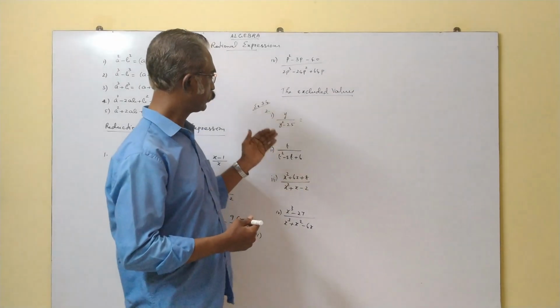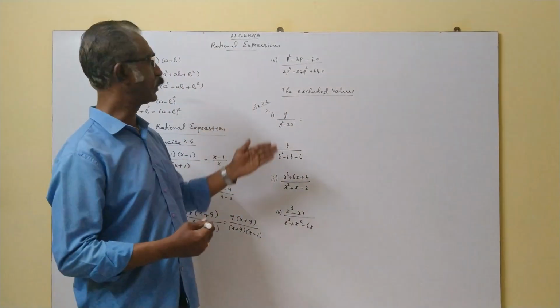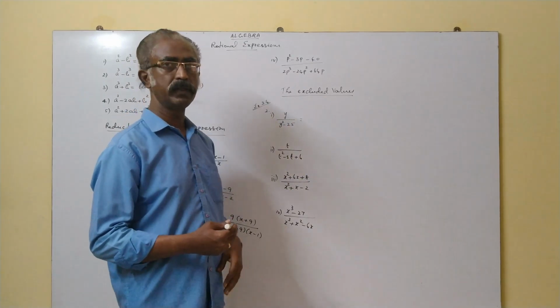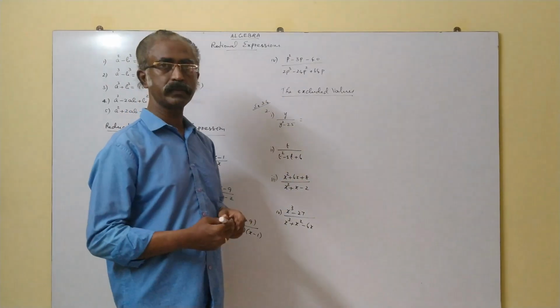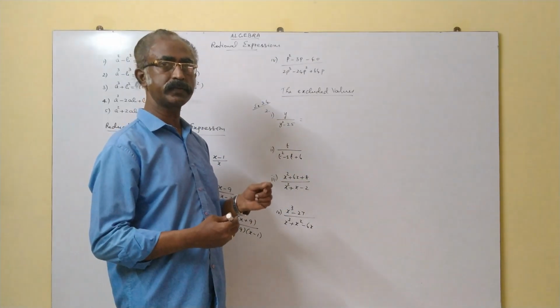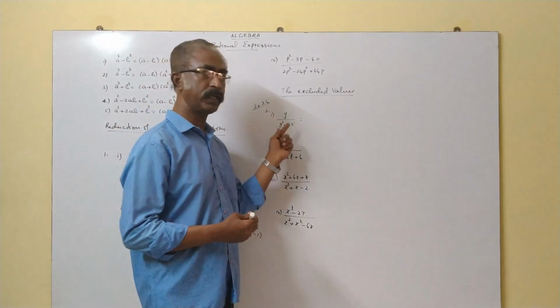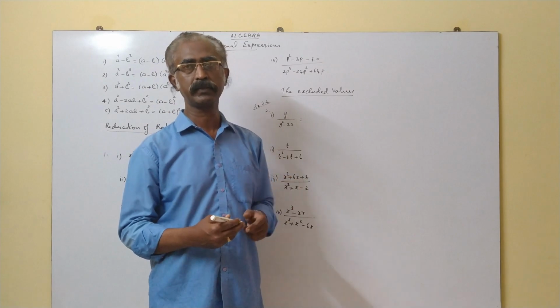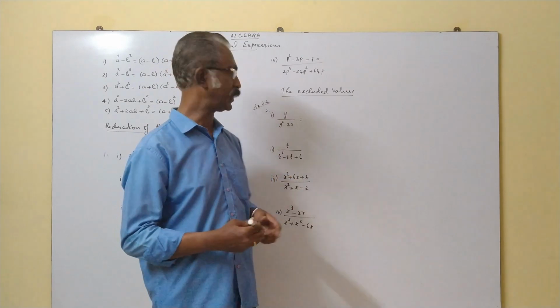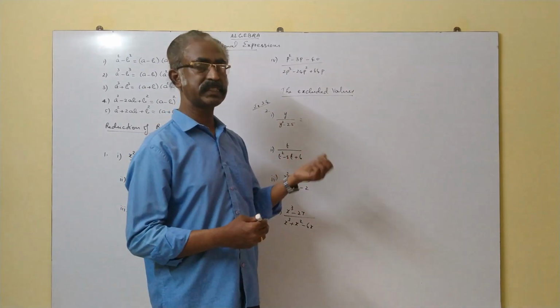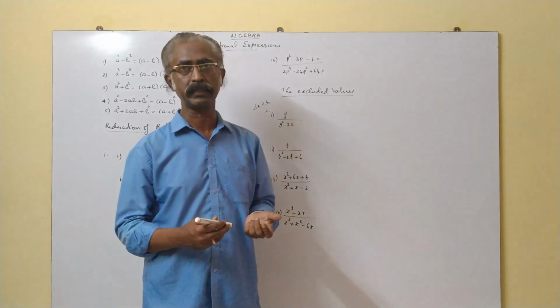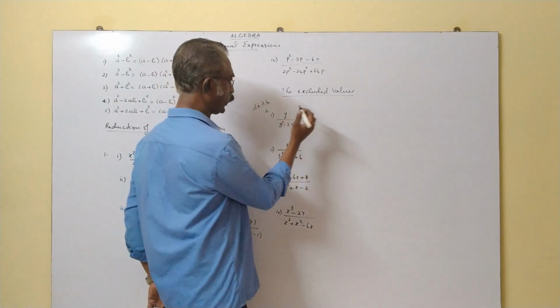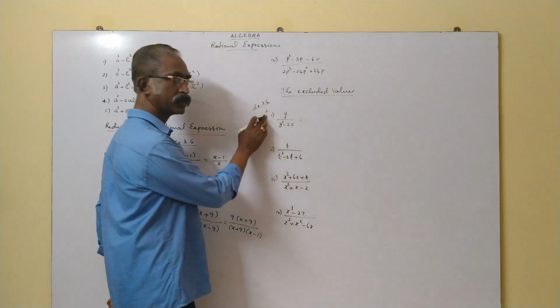Next part of the same exercise is the excluded values. Excluded values means some values will lead the denominator to 0. So those values are known as excluded values. For that you have to simplify the given rational expression. So the numerator you have here, I consider the second question.